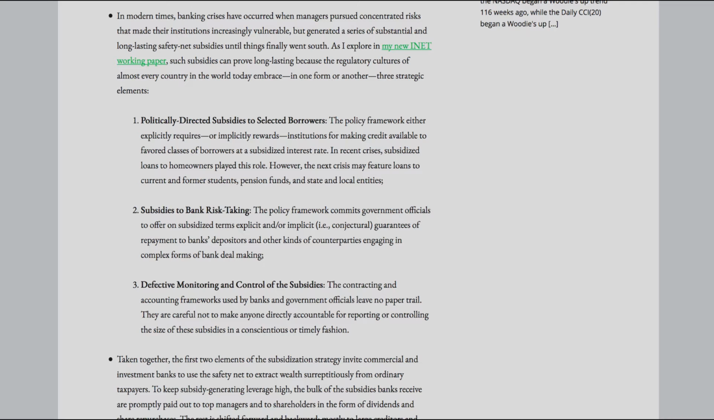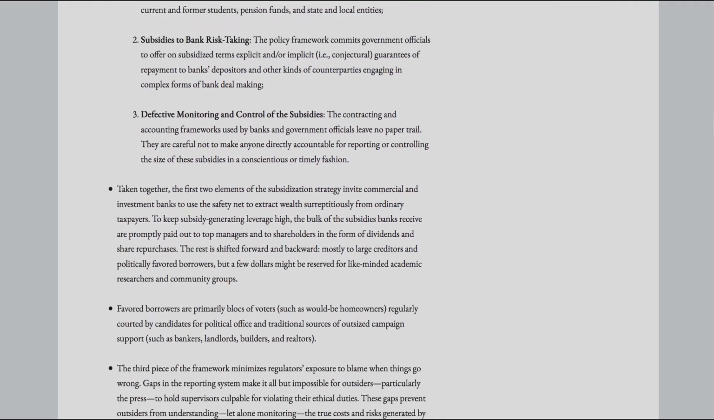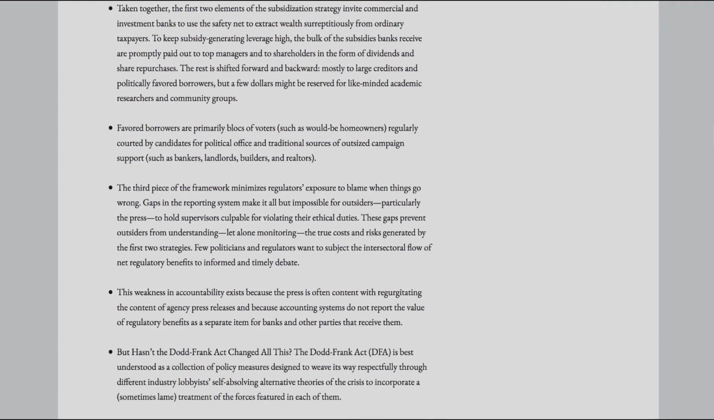3. Defective monitoring and control of the subsidies. The contracting and accounting frameworks used by banks and government officials leave no paper trail. They are careful not to make anyone directly accountable for reporting or controlling the size of these subsidies in a conscientious or timely fashion. Taken together, the first 2 elements of the subsidization strategy invite commercial and investment banks to use the safety net to extract wealth surreptitiously from ordinary taxpayers.